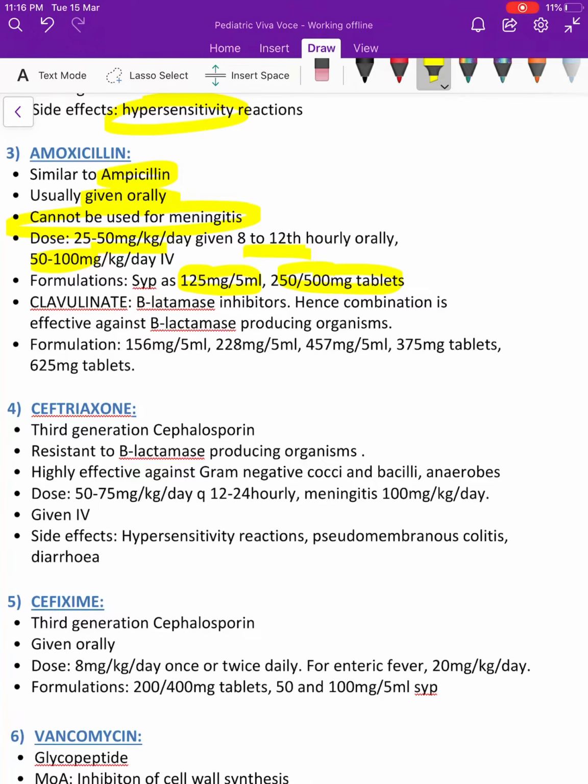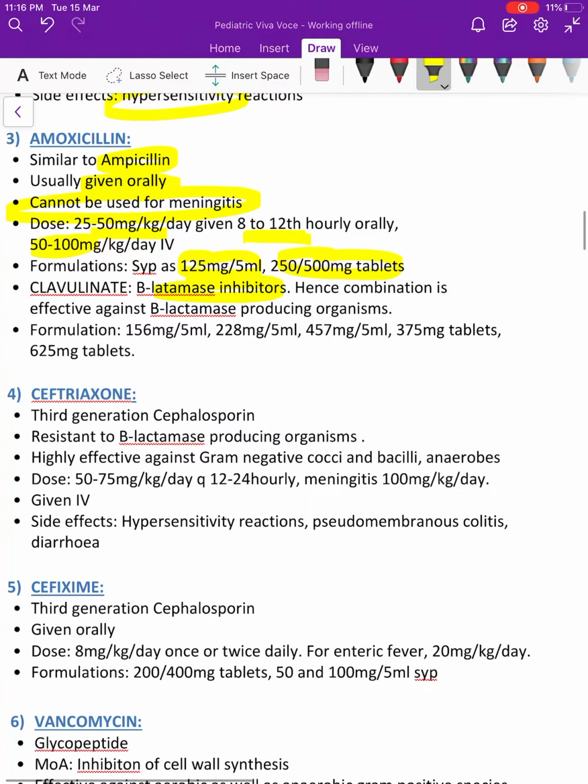When this amoxicillin is combined with clavulanate or clavulanic acid, what happens? As we all know, the mechanism of action of clavulanate is a beta lactamase inhibitor. Hence, this combination is effective. Amoxicillin alone might be deactivated by beta lactamase producing organisms, but if we have clavulanic acid which acts as a beta lactamase inhibitor, it is much more effective. Correct. So it is effective against beta lactamase producing organisms as well.